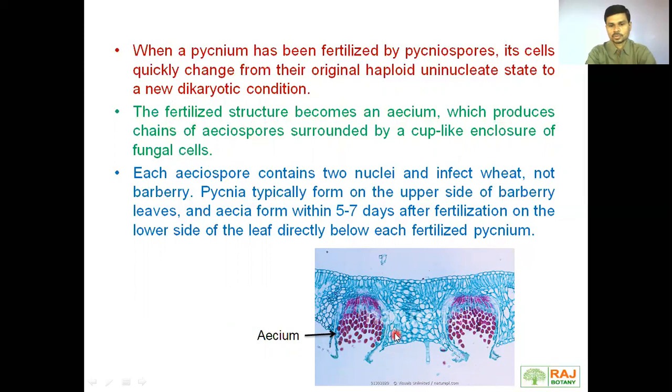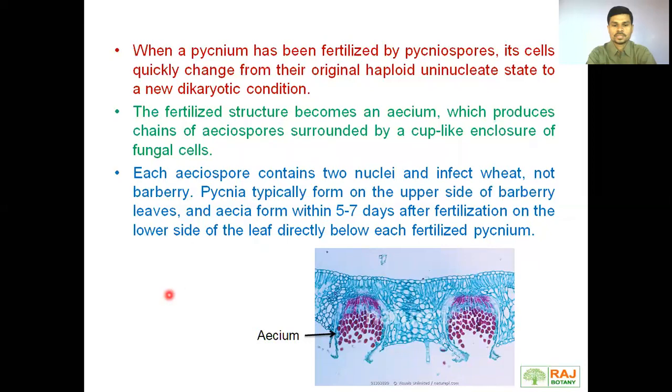Here, this is the lower surface of the leaf, and from the lower surface of the leaf there are these aecia, singular aecium, and inside this aecium there is development of the aeciospores. This is a cup-like aecium. Each aeciospore contains two nuclei. Now, this is ready to infect the new wheat plant, not the barberry plant. On the barberry plant, the pathogen is present only up to the development of the aecium.